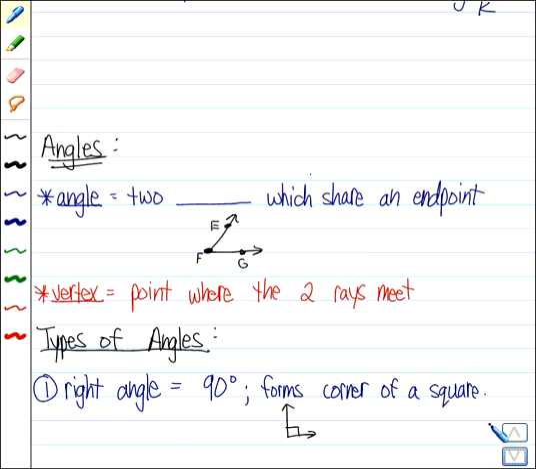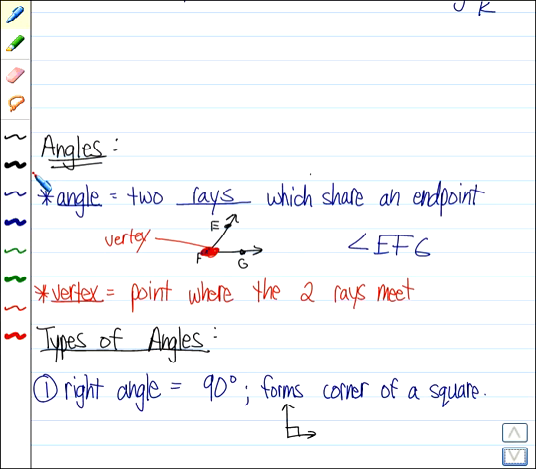Okay, good. Now let's move on to angles. So the definition of an angle is 2 rays which share an endpoint. So this would be considered an angle, and we'd call it angle EFG. And as you can see, this is 2 rays, they share an endpoint. This is their endpoint. We have a ray going this way and a ray going this way. A vertex is the point where the 2 rays meet. So this middle point here, the endpoint that they share, is called their vertex. So this would be their vertex at F.